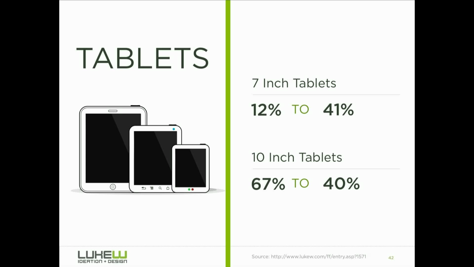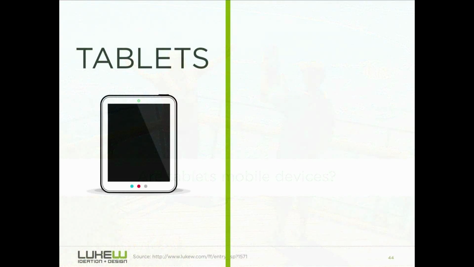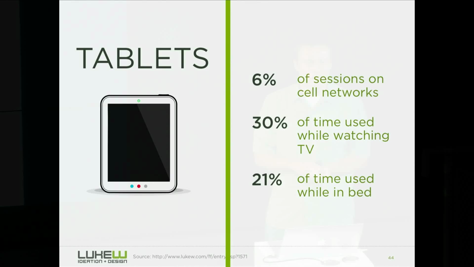Who knows? With the onset of 7-inch tablets, a lot of people ask, well, should we count tablets as mobile? Are tablets mobile devices? Right? And if you look at where we used to be with these 9.7-inch sort of iPad screens, about 6% of iPad network connections are on cellular, on mobile networks. So if your definition for mobility is connecting to mobile networks, the iPad is not so mobile. 30% of time spent using the iPad is in front of the TV. 20% of time spent using the iPad is while in bed, reading about web design, I swear.